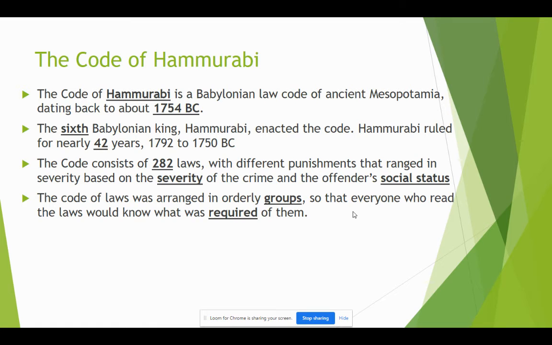The Code of Laws was arranged in orderly groups so that people who read the laws would know what was required of them. There were 4 categories. These categories included laws about family, laws about taxes, laws about farming, and laws about specific crimes like murder and theft.